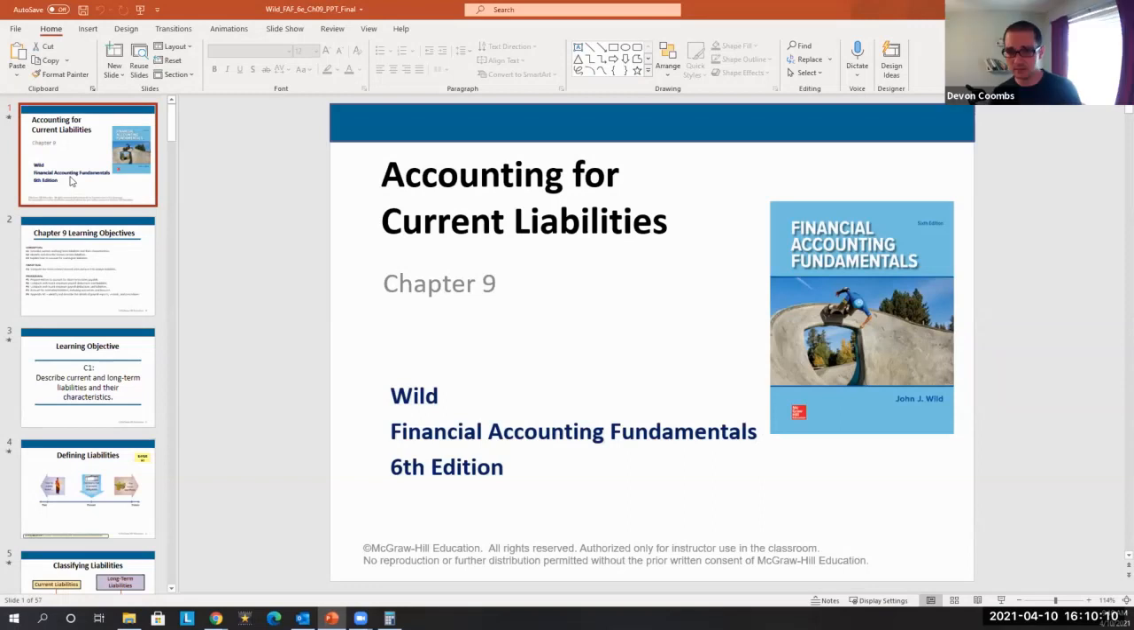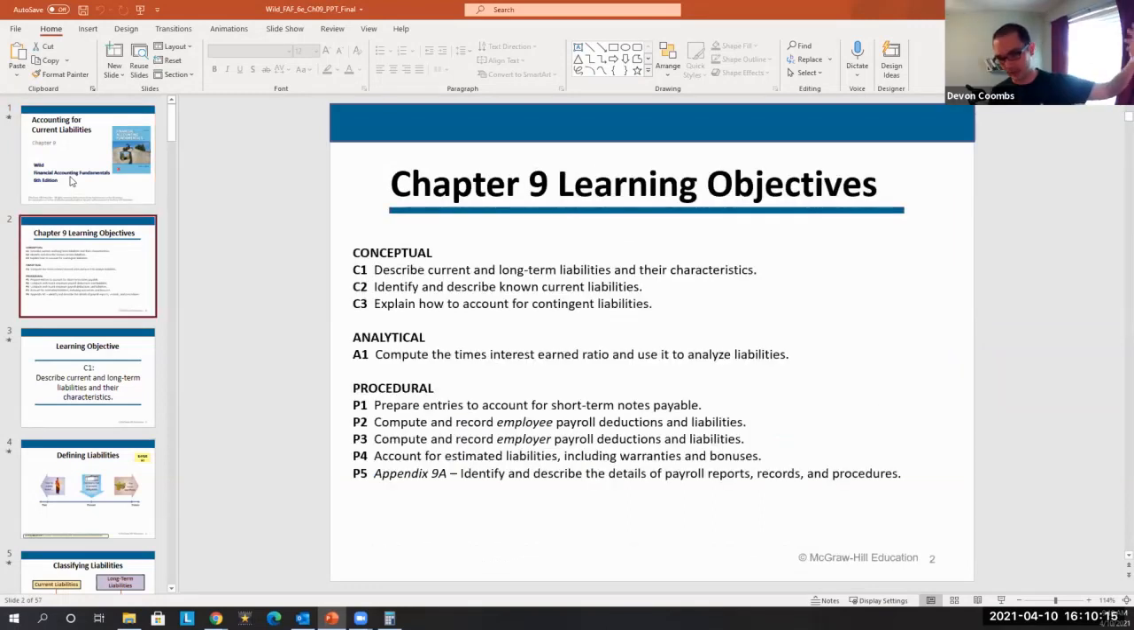So today we're going to be talking about the accounting for current liabilities. Like we mentioned before, we started with assets. We started with the fundamental concepts like assets equal liabilities plus equity, trial balance, and the accounting cycle. We covered assets, and now we're going to be covering liabilities. Future classes are equity and statement of cash flows.